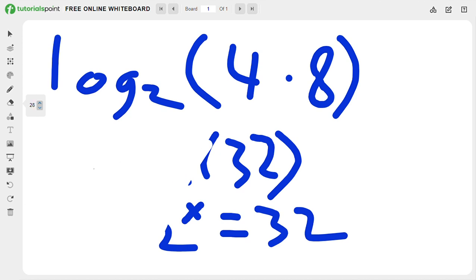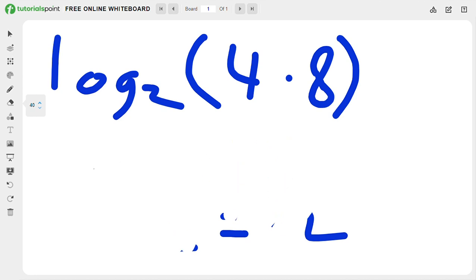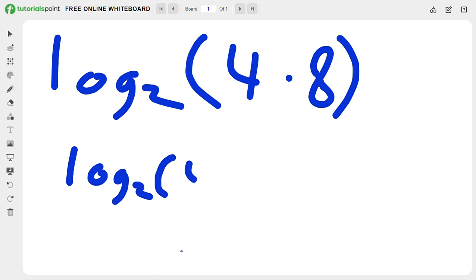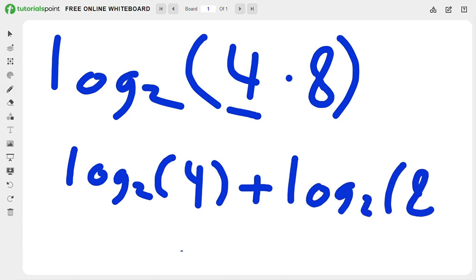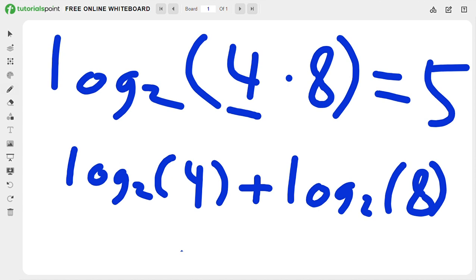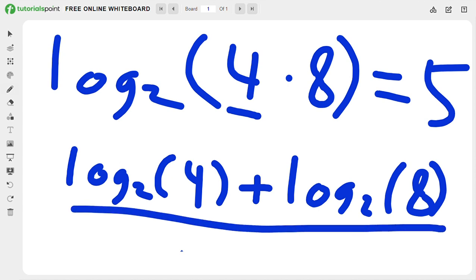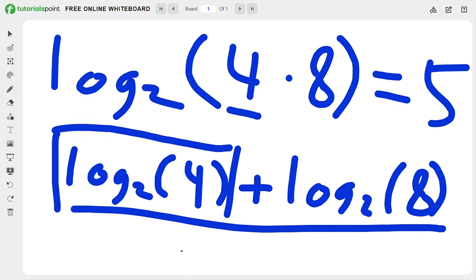Now that we know that it's 5, we can rewrite this using our product rule. And here, let me erase this real quick. So here we're going to rewrite this as log base 2 of 4, so this would be our m, plus log base 2 of 8. And we already found out that this is equal to 5. So by our product rule, this should be equal to 5. And we're going to look at this. So log base 2 of 4 is just 2 to the power of what gets you 4, which is 2, right? 2 squared equals 4.